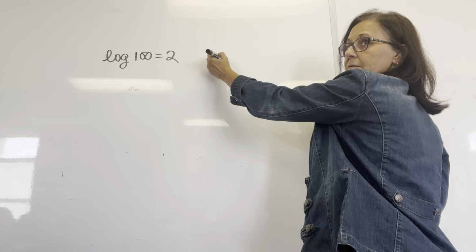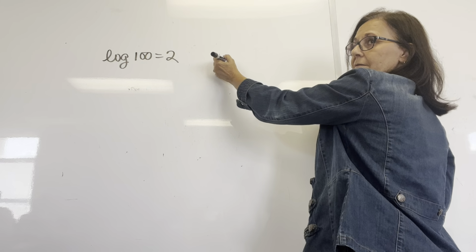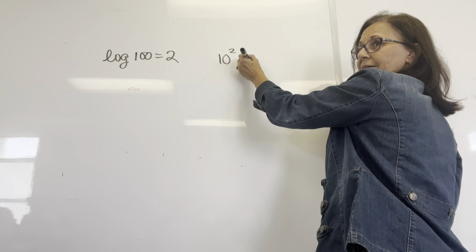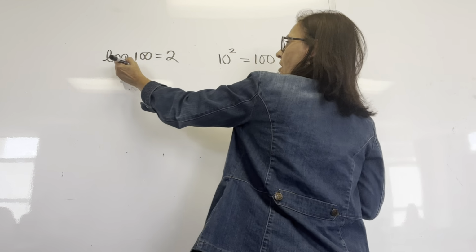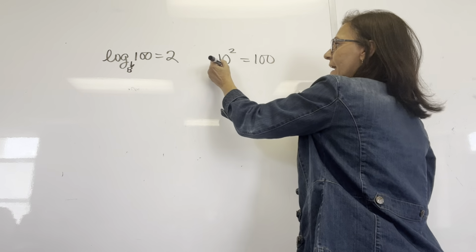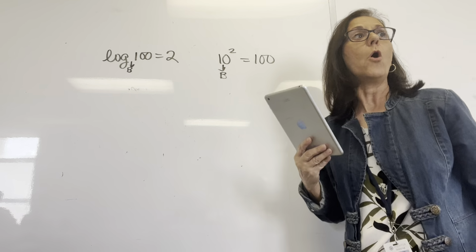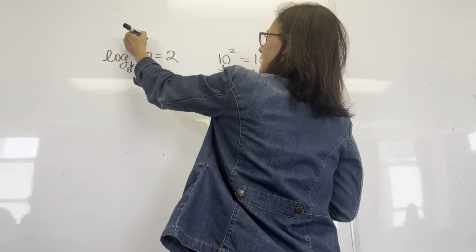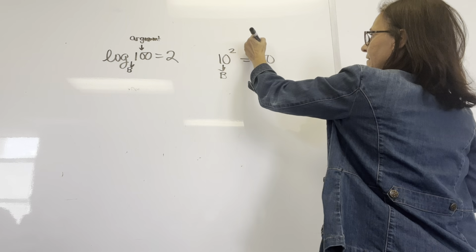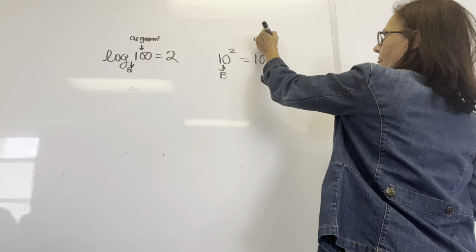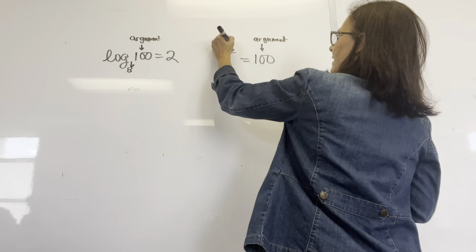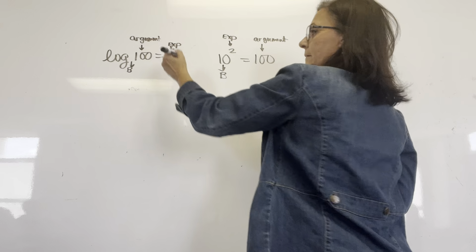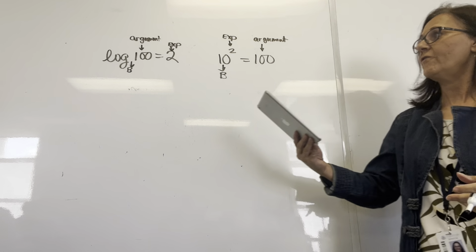What's my base? 10. 2 is the exponent. So this is my base, but if the base is 10, we don't write it. This is my argument, right? This is where the argument goes. And here is the exponent. All right, so we can go back and forth.